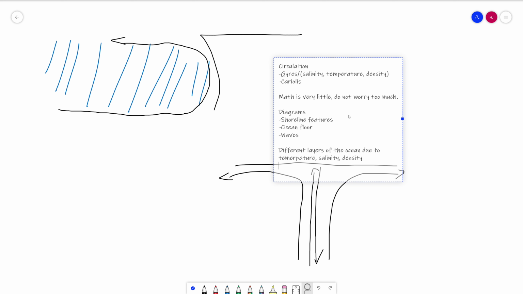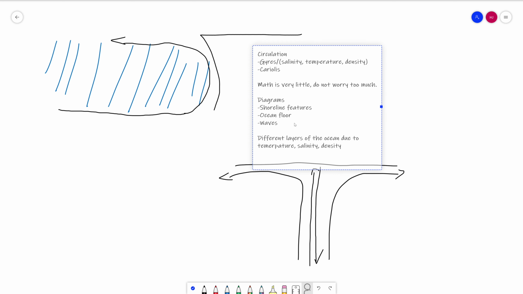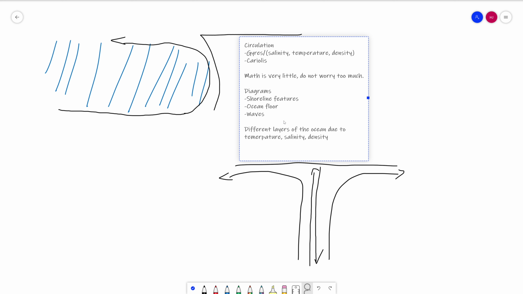The key part is to see the relation between this and different parts of the ocean. This is just something I want you guys to think about, and that's basically it. What to practice is shoreline features and ocean and waves, reviewing waves, and also reviewing the overall basics, since it's identification and memorization.